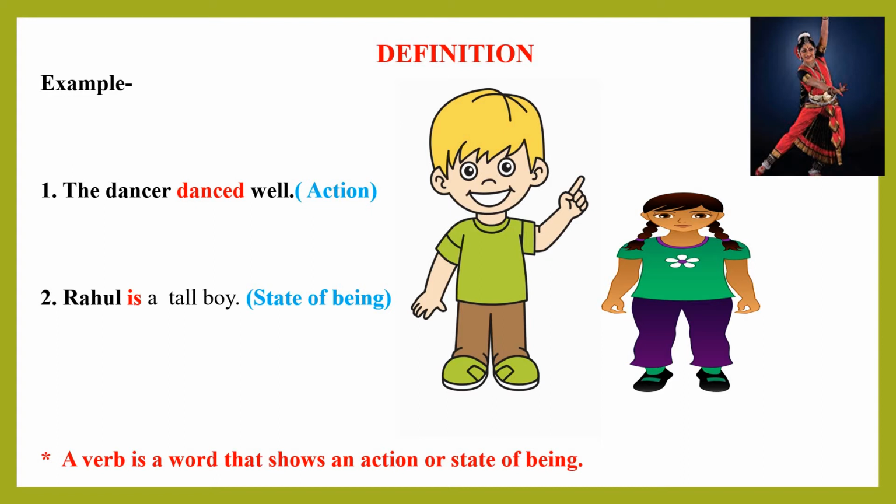Example 1. The dancer danced well. Here, the dancer is the subject and the word danced is the verb that shows an action of dancing. Example 2. Rahul is a tall boy. Here, Rahul is the subject of the sentence and the word is is a verb that shows the state of Rahul. So, we can say that a verb is a word that shows an action or state of being.